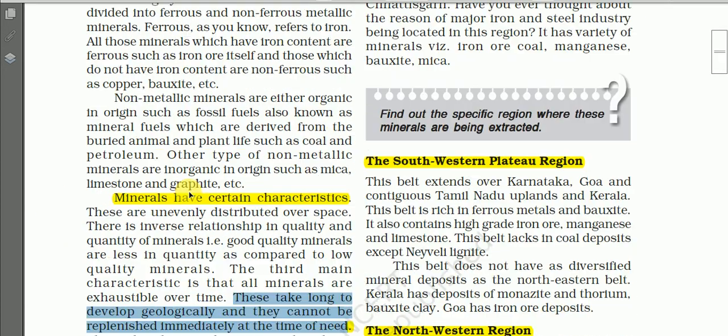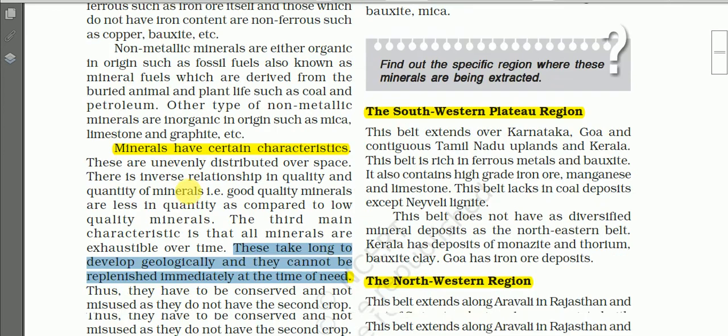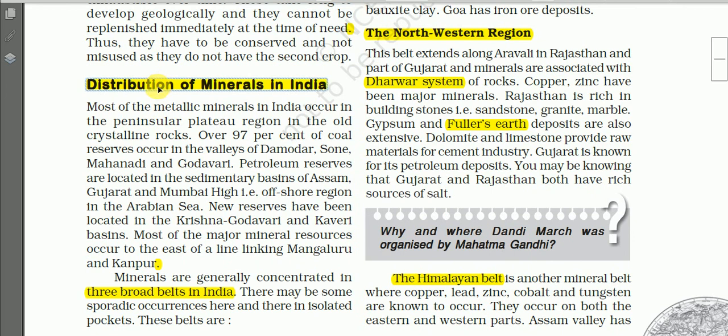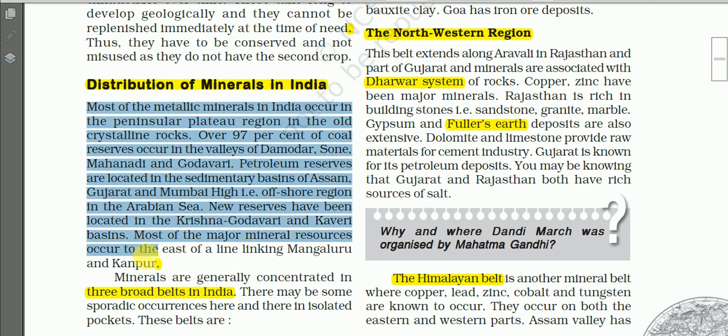So now let us learn about this distribution of minerals in India. Here in this big paragraph you'll find the broad distribution of minerals in India. So let us read.